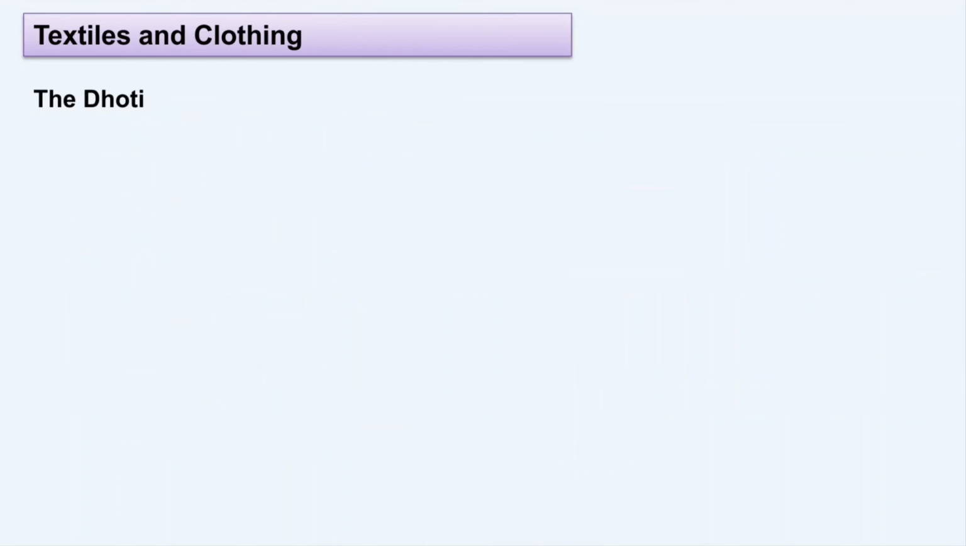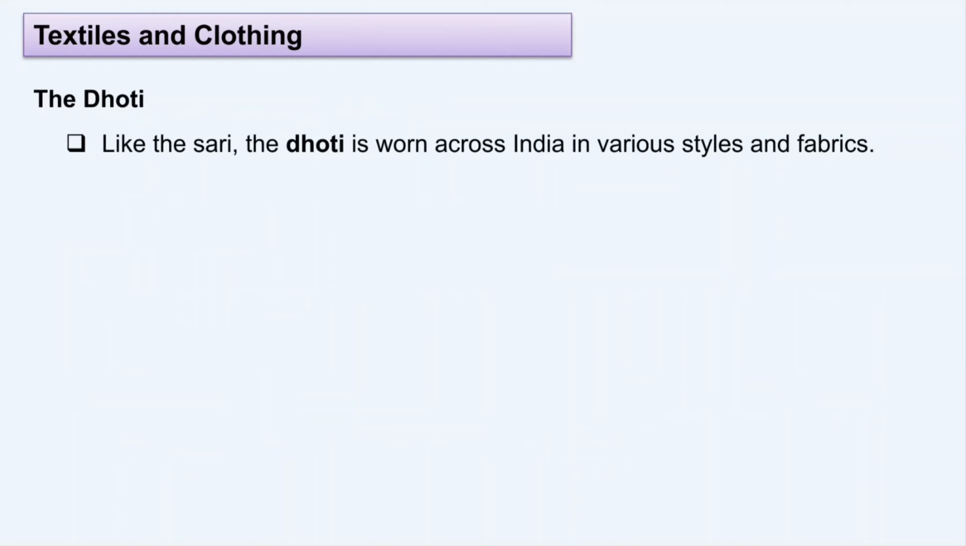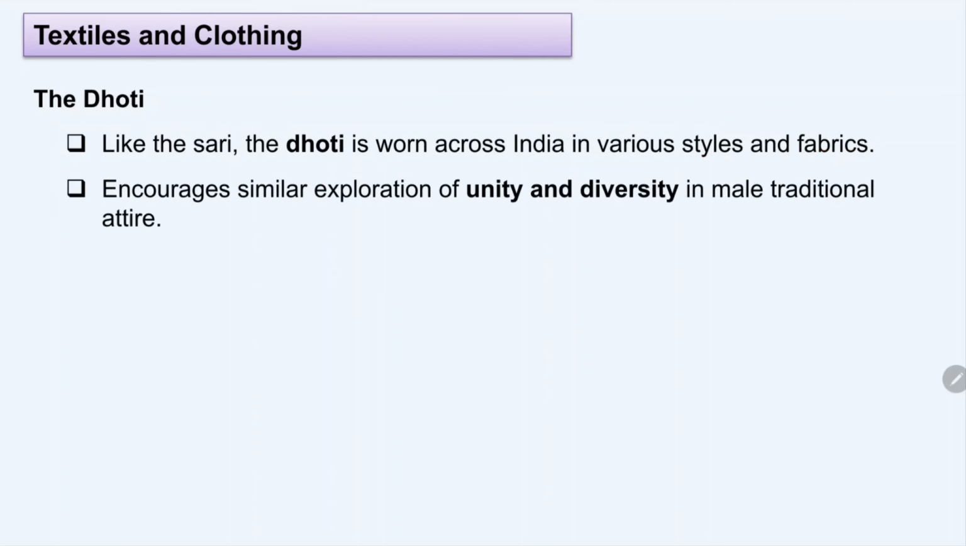So the dhoti, like the sari, is worn across India in various styles and fabrics. Again, in the dhoti also you will have different styles, different fabrics, different patterns and designs, based on the region where you are living. So it encourages a similar exploration of unity and diversity in male traditional attire. Why unity? It is the dhoti, isn't it? The same dhoti, but diversity: different pattern, different color, different design, different way of wrapping it. So this is another example of how we have unity despite the diversity.